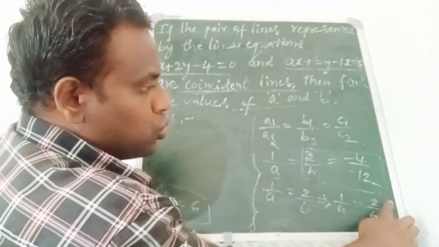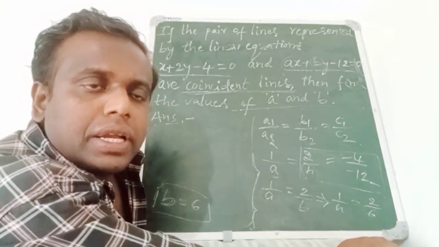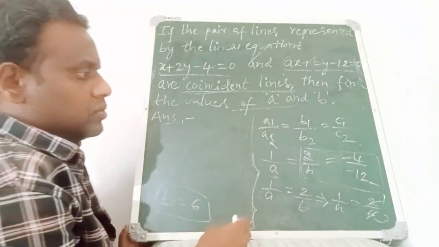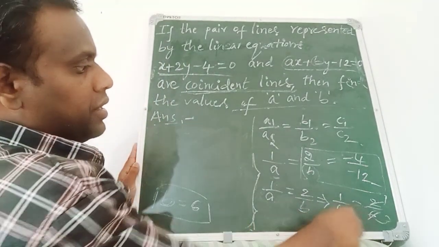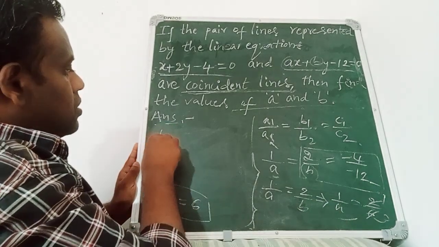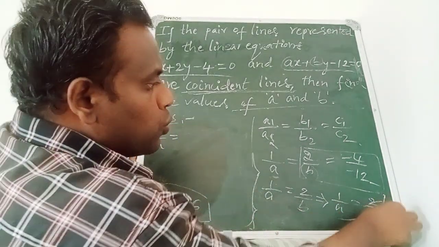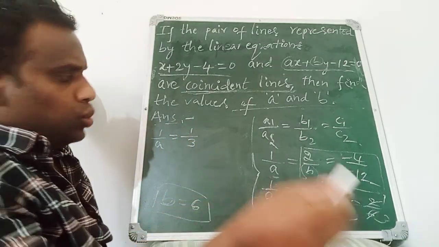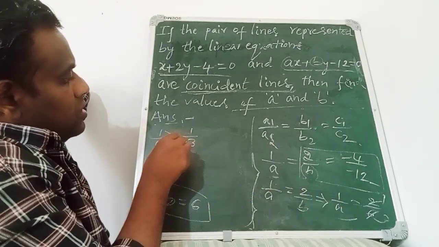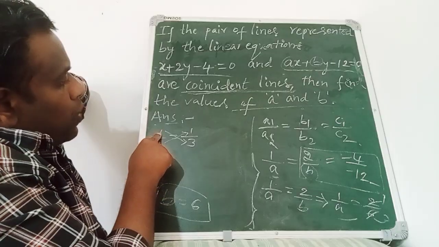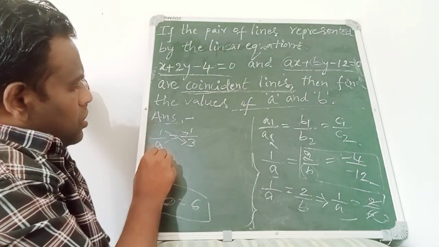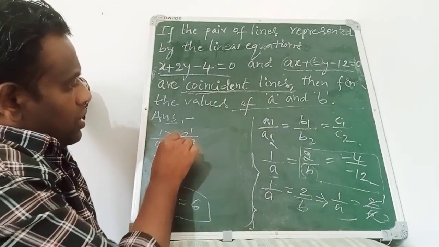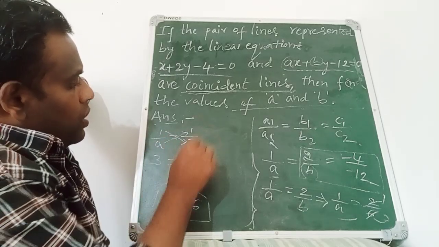Next, this 2 and 6 can be completely divided by 2. 2 ones are 2, 2 threes are 6. Whatever is left, you write it here: 1 by a is equal to 1 by 3. Now do the cross multiplication like this. 1 into 3, 3, is equal to a into 1, a.